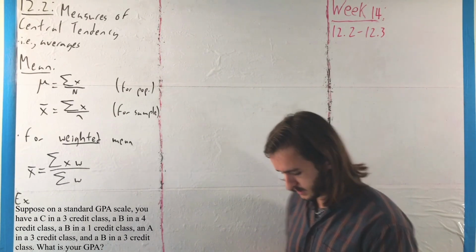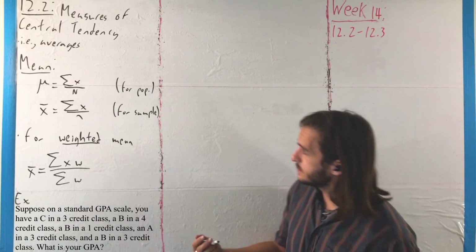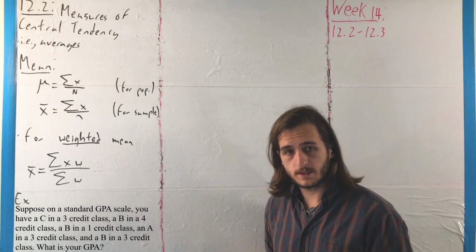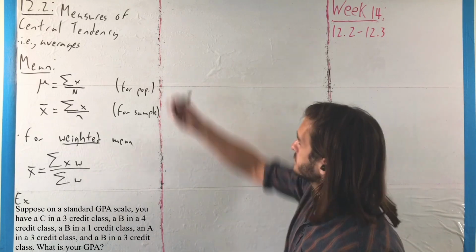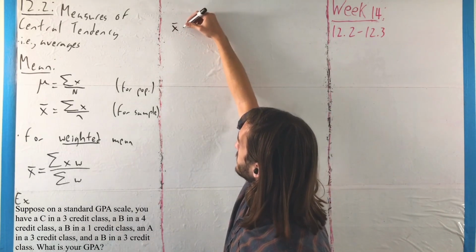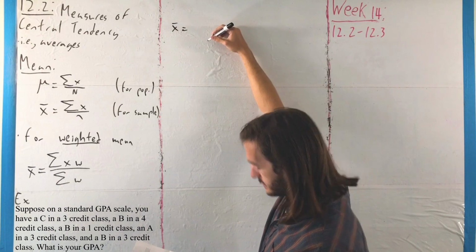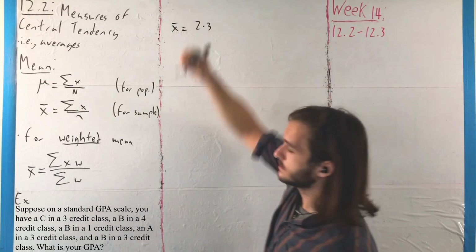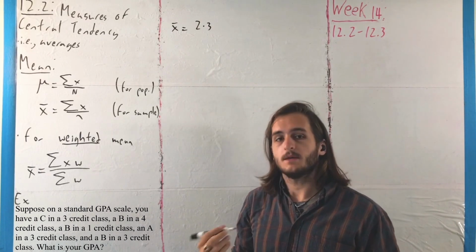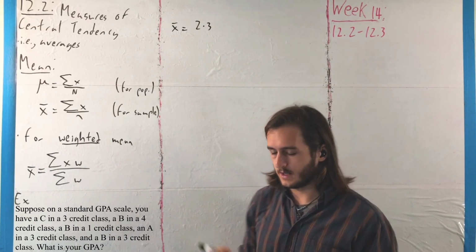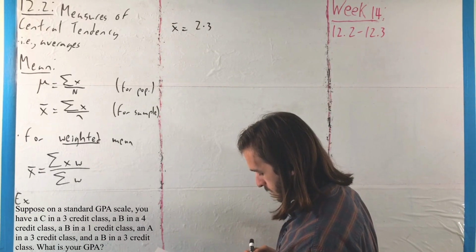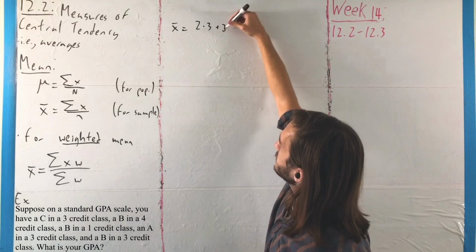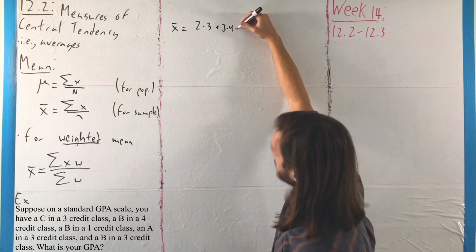So, because we have something like a C which is worth 2 points on the GPA scale, but it's in a 3-credit class, that C, which would itself be a 2, has a weight there of 3, because it's 3 credits. Then, for the 4-credit B, that's a 3 on the GPA scale, worth 4 points.